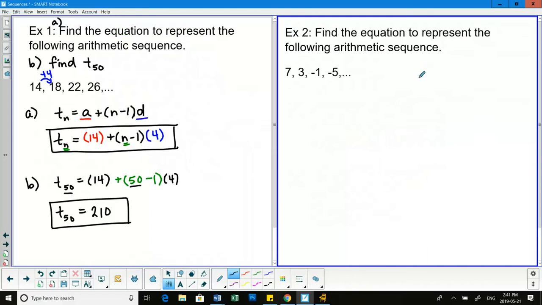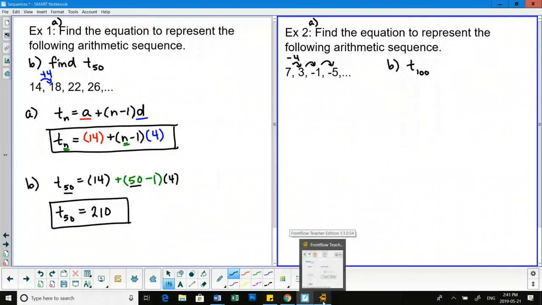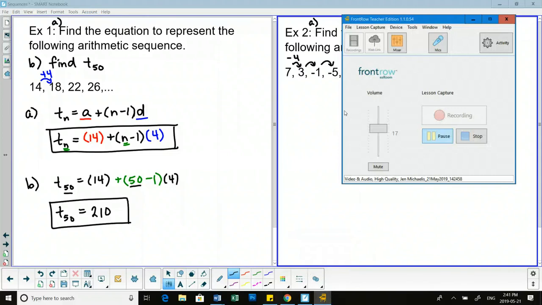Okay, good. All right, so this one we looked at earlier as well. We decided that we were subtracting 4 to get future terms. So I want you guys to see if you can come up with a general equation. That will be part A here. And then I want you to use your general equation to find term 100. Okay, so I'm going to pause for a second. If you're watching the video, pause and see what you can come up with.